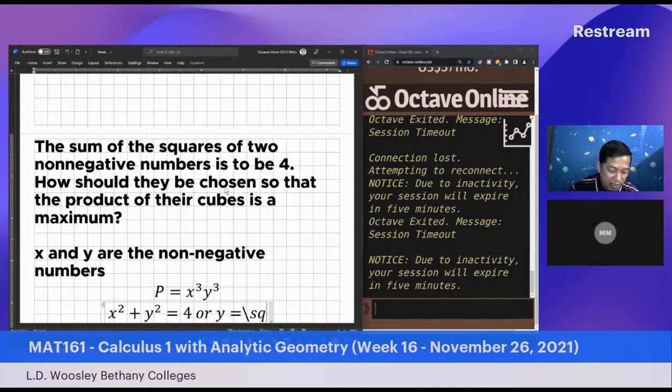Acknowledging, kumare, ginitchewing ko. Welcome sa'yo. Welcome sa calculus class ko. Ayan. So relax lang tayo.